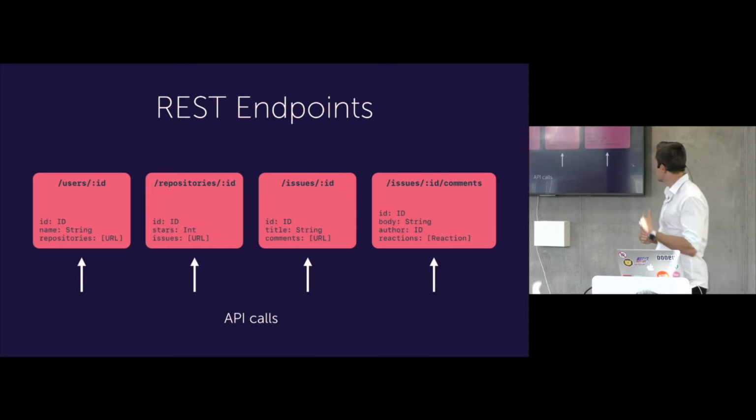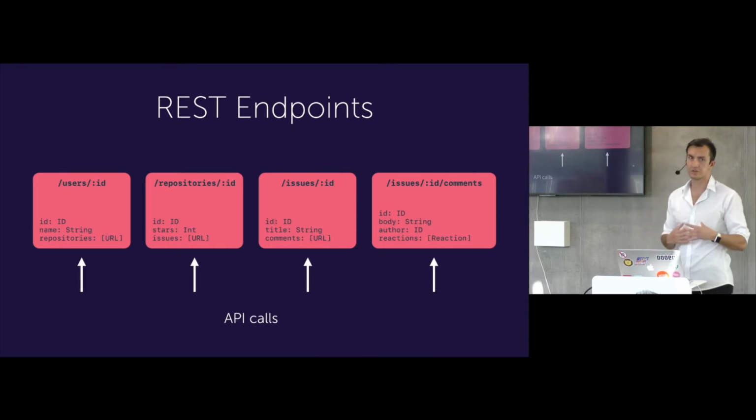And typically you get a one-size-fits-all JSON file back for each endpoint. So you don't have much control as a client of what you're actually getting.